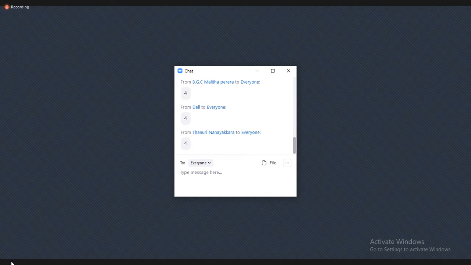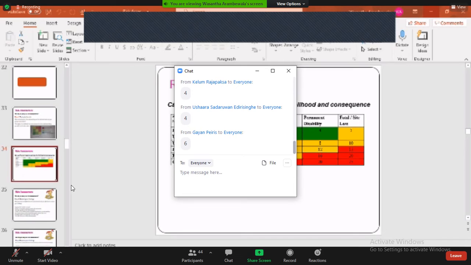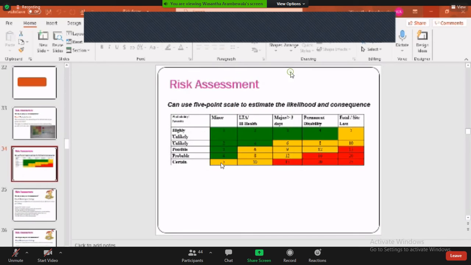Okay, thank you. Most of the people are saying 4, but we are saying not certain. There have been no incidents and no near misses, but the probability is high. Okay, 4. Then we give the rating 4.